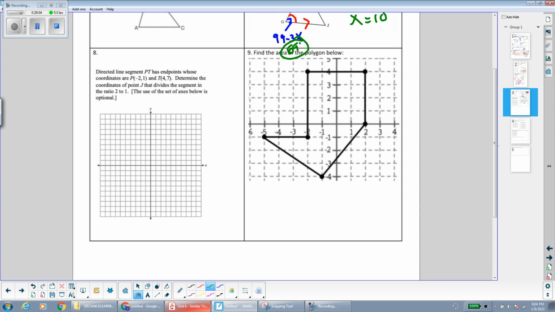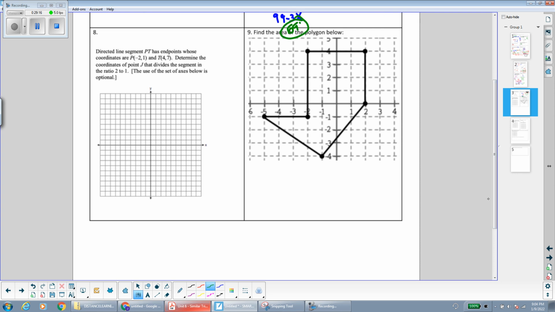Directed line segment PT has endpoints whose coordinates are (-2, 1) and (4, 7). Determine the coordinates of point J that divides the segment in a ratio of 2:1. The use of the set of axes below is optional.